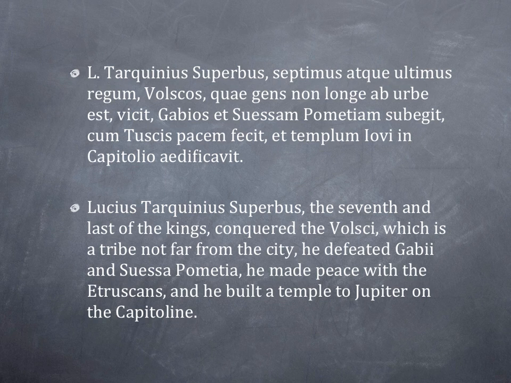Comma. Subegit, we've got there, he subdued Suessa Pometia. Comma. Fecit, he made pacem, peace, with the Etruscans. And et, he aedificavit, he built a temple to Jupiter on the Capitoline.